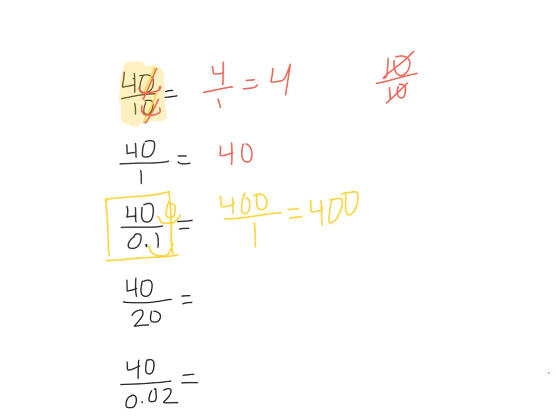Okay, so now here, 40 divided by 20, you can either just cross off both of those, or you can move the decimal over on both of those, and you have 4 divided by 2, which is 2.